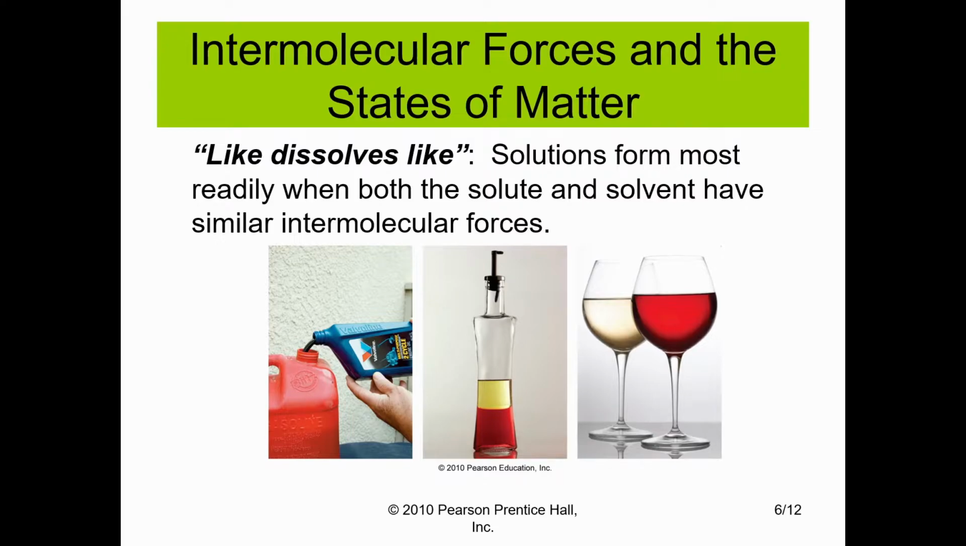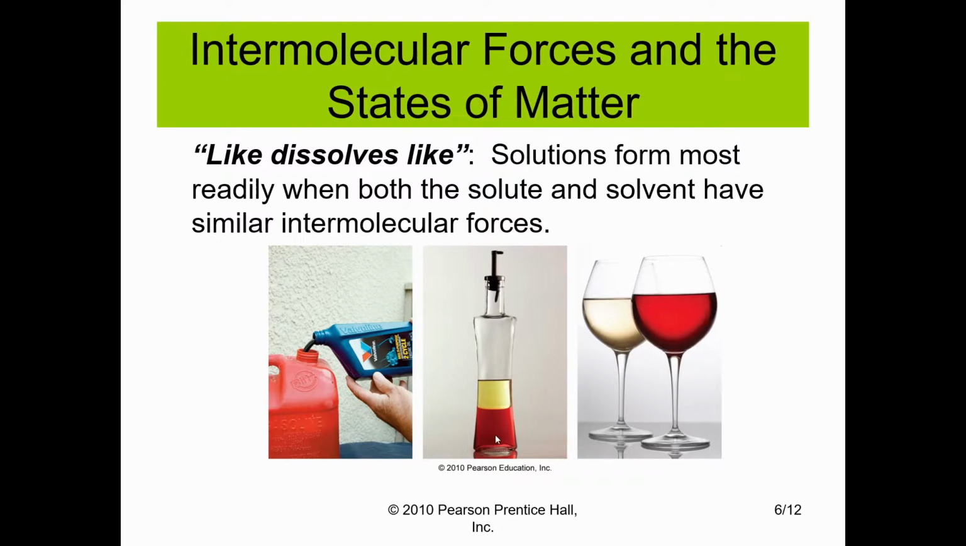We can see here a few examples. The first is oil and gasoline. Both of these are very nonpolar molecules. Neither of them are capable of hydrogen bonding, but they're able to interact through their London dispersion forces. These will form one layer.